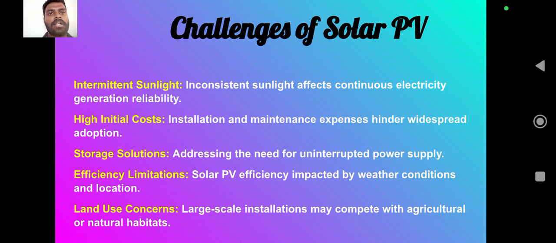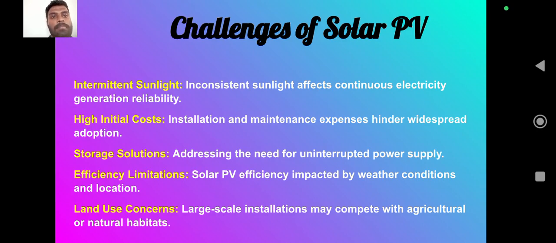And high initial cost. The installation and maintenance expenses hinder the widespread adoption. That is, the initial cost investment is very high, and maintenance is also a little bit high. So it's one of the challenges. And storage solutions, addressing the need for uninterrupted power supply. As I told, in the rainy season, the amount of solar energy received by the solar panels is not to a large extent, right? So we need batteries that provide continuous energy, that produce continuous electricity to the people.